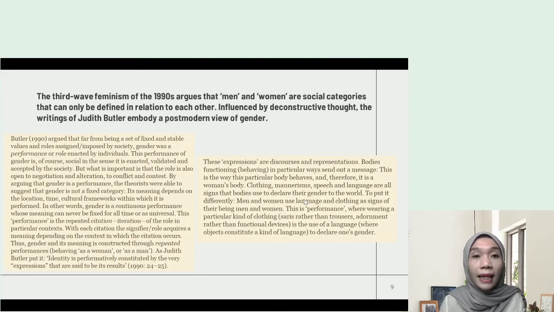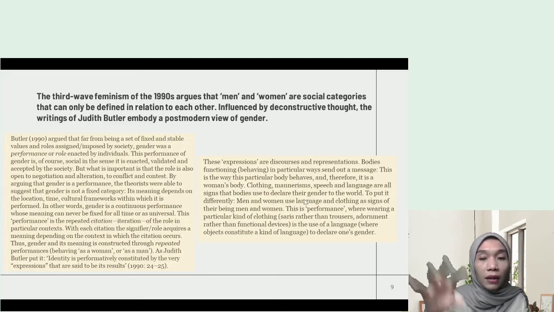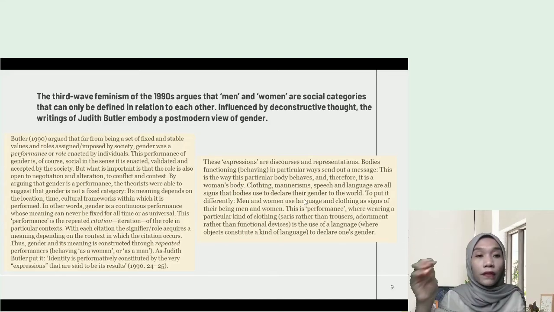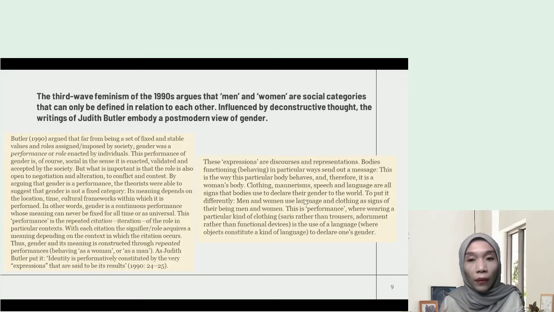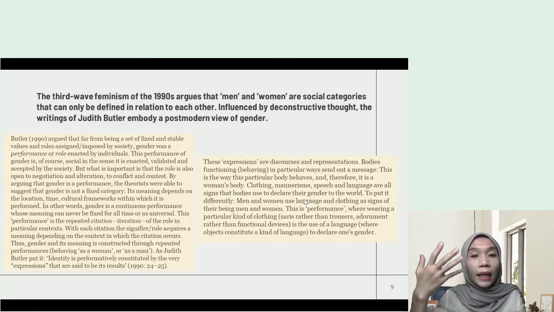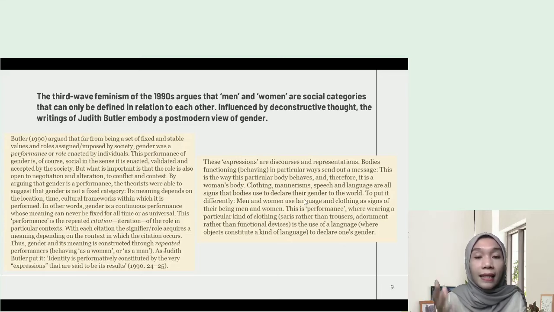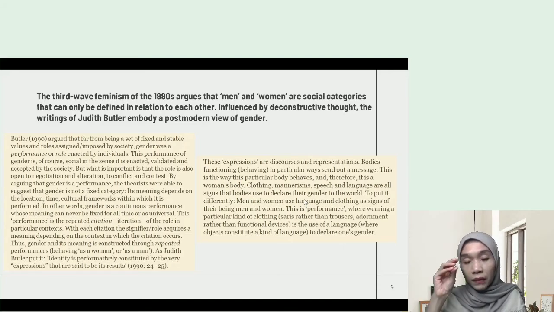Let's take a look at this as the example. The third wave feminism of the 1990s argues that men and women are social categories. So Butler here, you can refer to Butler. You have gender first as the approach, then you refer to Butler to be more specific about her concept of gender performativity. What it means is that clothing, mannerism, speech, and language are all signs that bodies are used to declare their gender to the world. So it means that the way you use your clothes, the way you speak, all of that is the performance that is identified as gender. Gender is constructed by society. So see, you have gender as the approach, and then you have gender performativity, and then perhaps that will be gender discrimination, and so on.